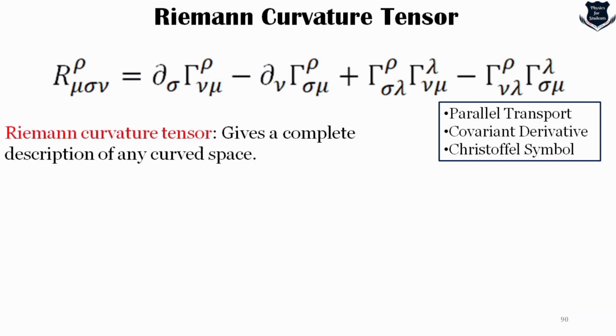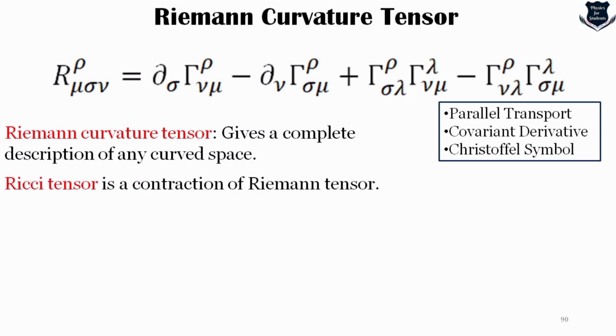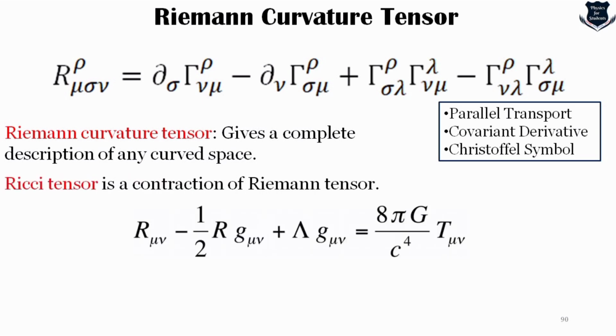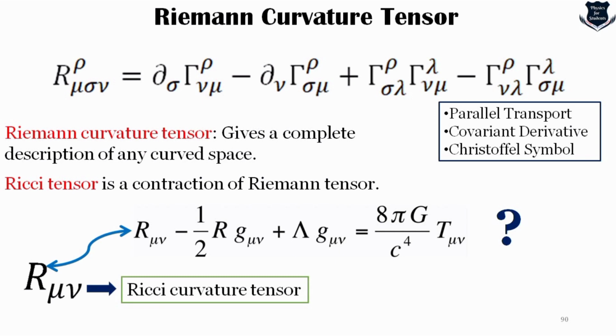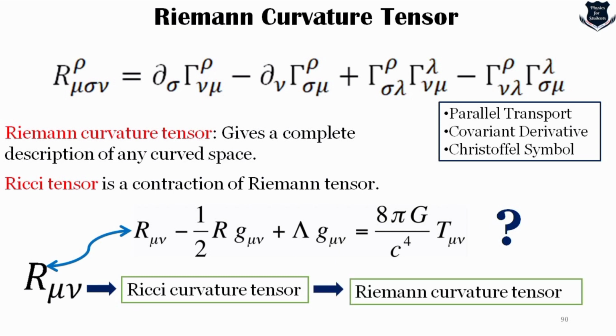So the Riemannian curvature tensor gives a complete description of any curved space, and the Ricci tensor is a contraction of the Riemannian tensor. So here you see the Einstein field equation, and where is the Riemann curvature tensor? Right, so it is nowhere. We define the Ricci tensor, we define the metric tensor. Where is the Riemann curvature tensor? Here it is. Now this one, this R, is actually the Ricci curvature tensor, which is basically a contraction of the Riemann curvature tensor.